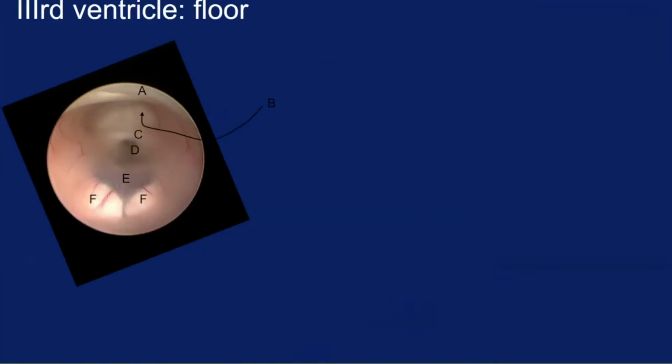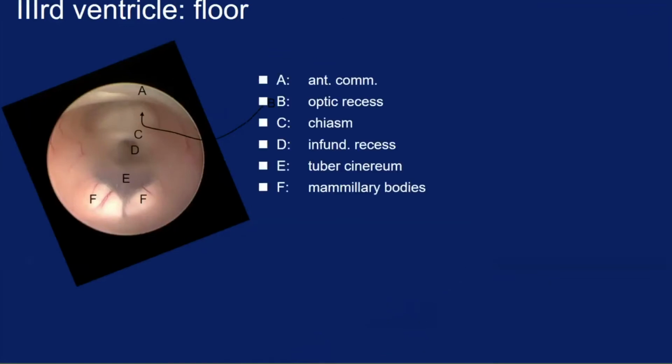These are the structural landmarks that we reviewed in that talk. So A is the anterior commissure, B is the optic recess, this is the optic chiasm. Don't mistake the optic chiasm for the anterior commissure and vice versa. The infundibular recess is right behind the optic chiasm. You've got the tuber cinereum and then the mammary bodies, and usually the infundibular blush is just about right here. Again, important things to keep in mind.